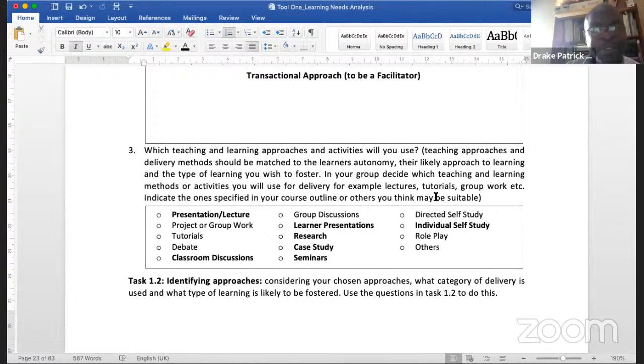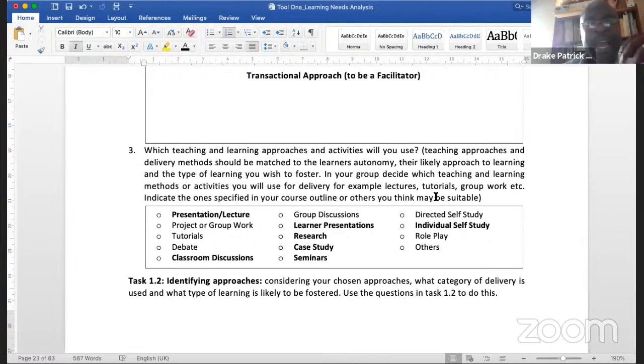So which teaching and learning approaches and activities will you use? There are many activities, as we indicated. On reflecting on a course like this, in our undergraduate course, research methods, we would apply presentation and lecture. Here, as a teacher, I would define basic concepts, the different research methods, the different approaches of presenting research work, theories and so on.